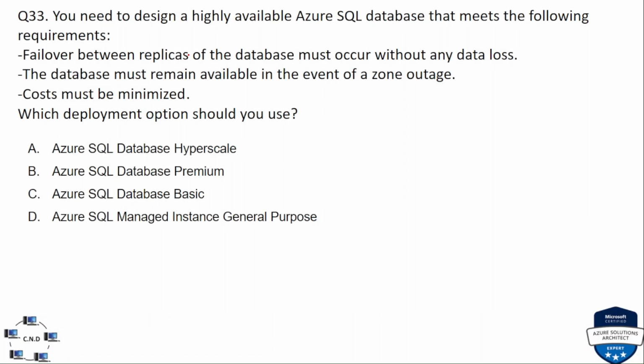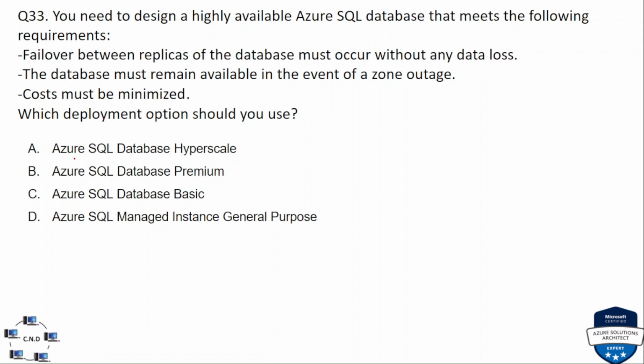Question number 33 is that you need to design a highly available Azure SQL database that meets the following requirements. Failover between replicas of the database must occur without data loss, and the database must remain available in the event of a zone outage, and the costs must be minimized. Which deployment option should you use?